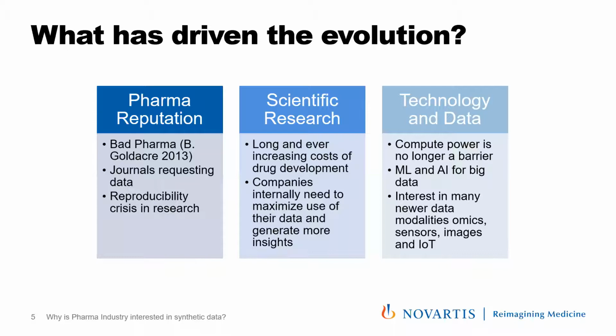So what has driven this evolution? There are really three factors that play into this. The first one is the reputation of pharma. In 2013, Ben Goldacre published Bad Pharma, which I think was really focused on trying to bring transparency to what happens in the pharma industry. More and more, we see that key journals request the data as we submit publications, and we're all familiar with the reproducibility crisis in research.